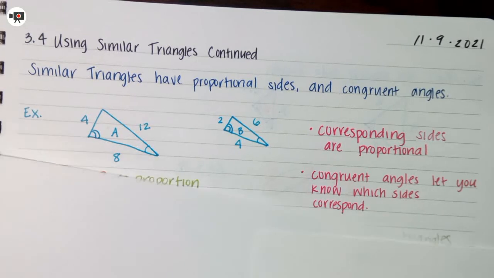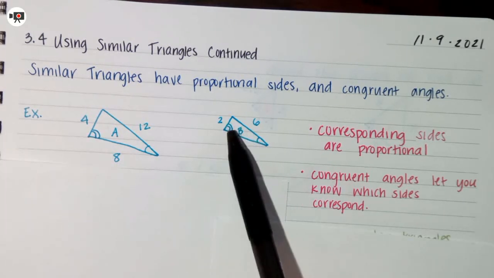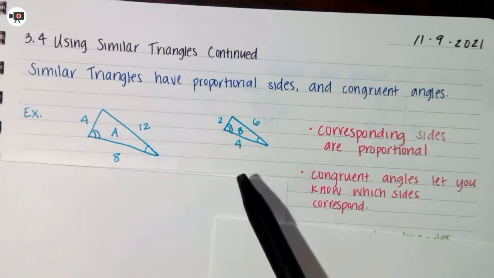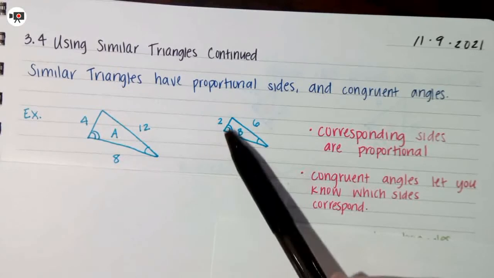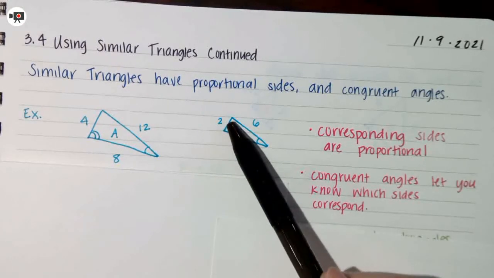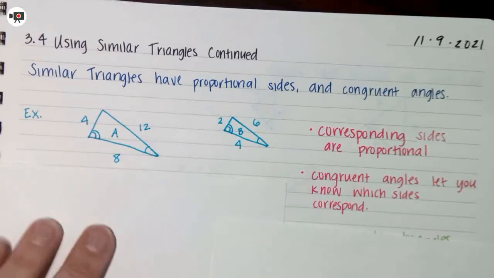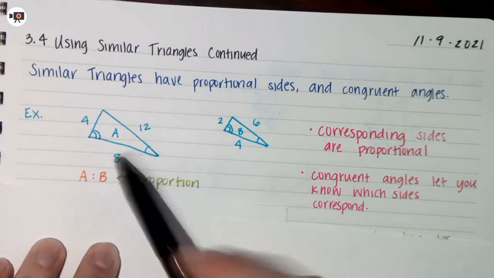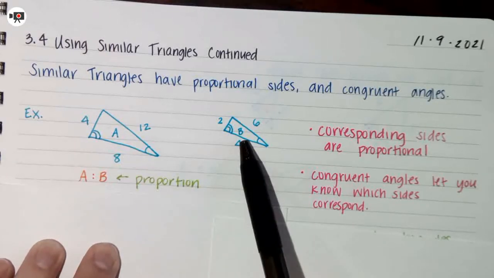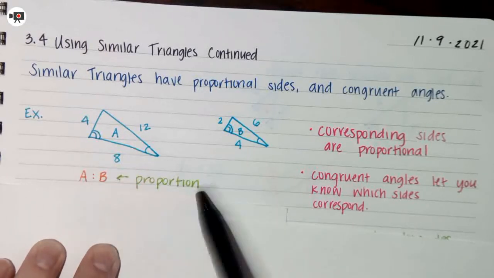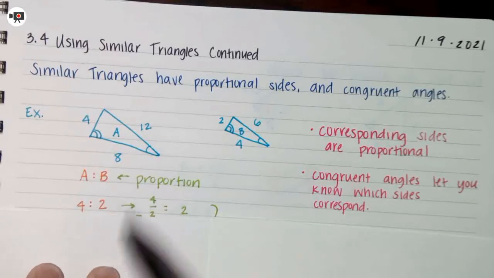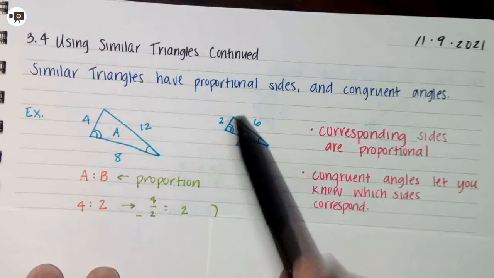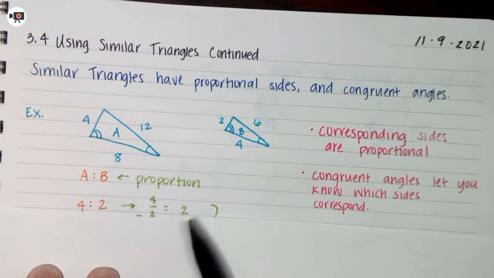And I'm going to know that they're proportional based on where the congruent angles are. So this short side corresponds to the short side here. So 4 is proportional to 2. If I'm talking about A to B, we write it with a colon, and it's a proportion. So 4 is proportional to 2, with a ratio of 2.